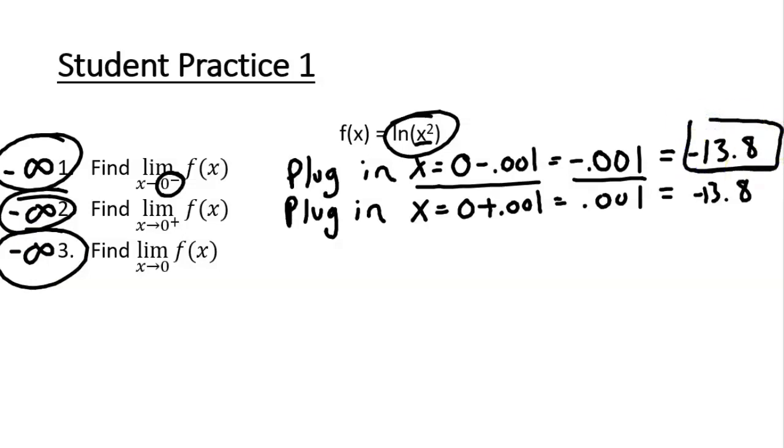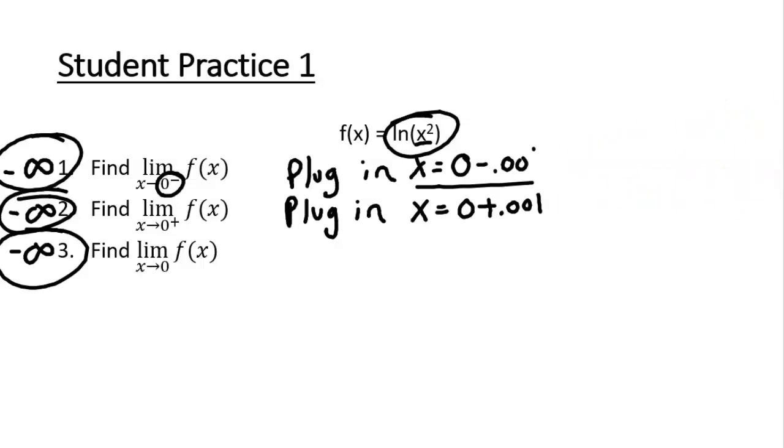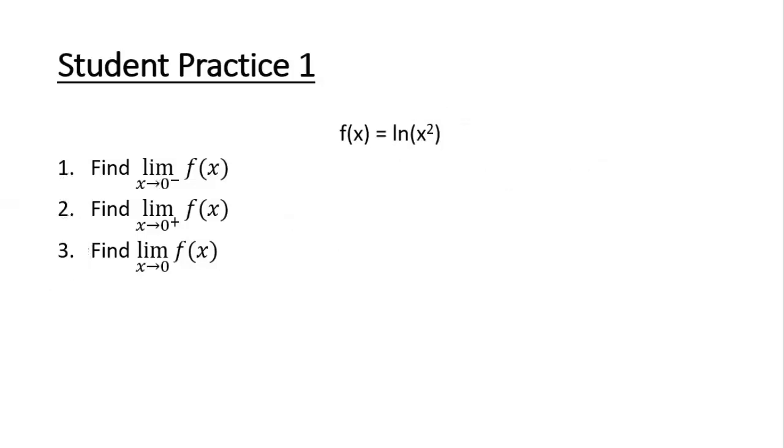Instead of plugging in negative 0.001, try plugging in negative 0.000001. Try to get even closer to 0 on both sides, and then see what you get. And you're going to find that the closer it is to the actual 0 that you're plugging in on the left and right, the more the outcome is going to become bigger and bigger and bigger. Okay, but we'll stop there for now.